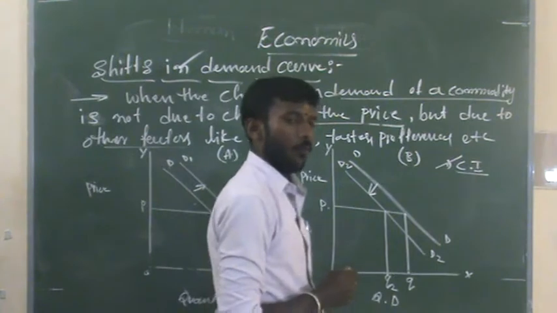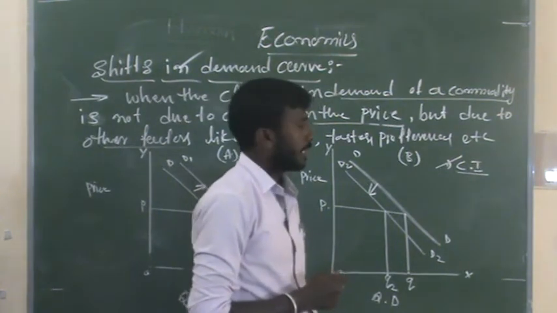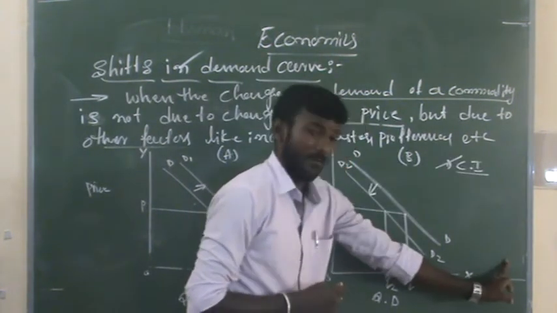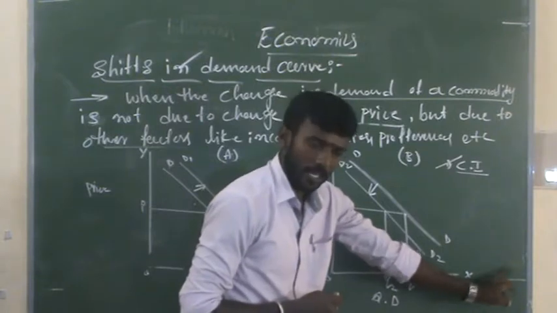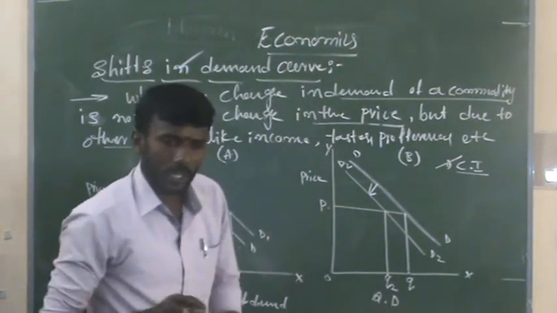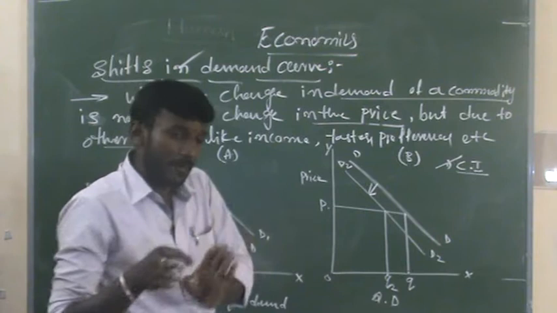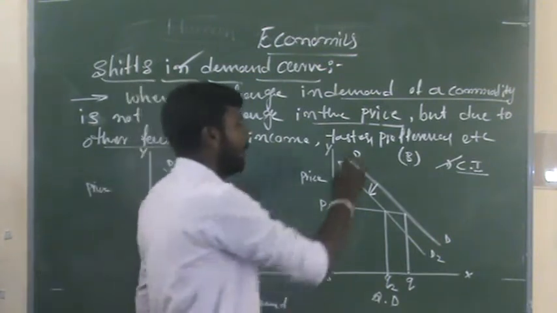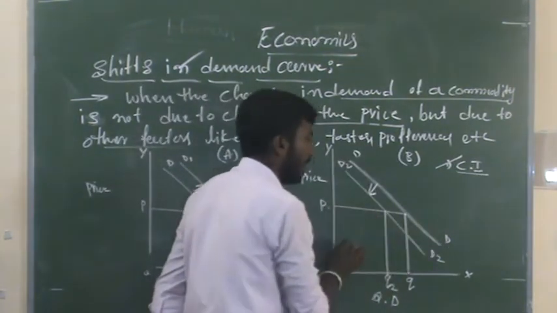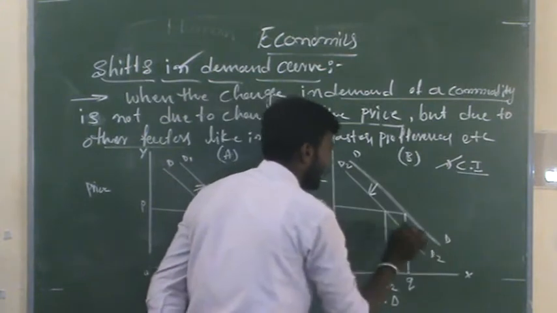And when the consumer income decreases, the demand for normal goods also decreases. When the demand for normal goods decreases, the demand curve will be shifting leftward, I mean DD to D2.